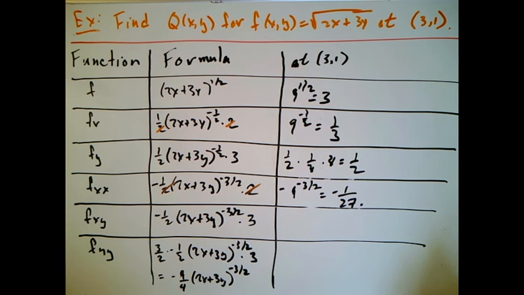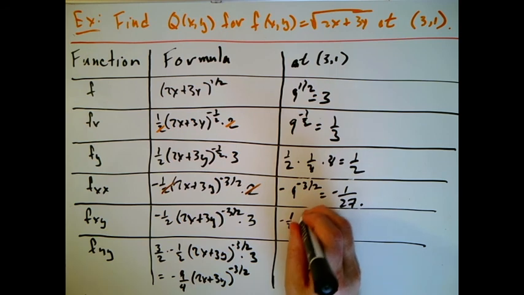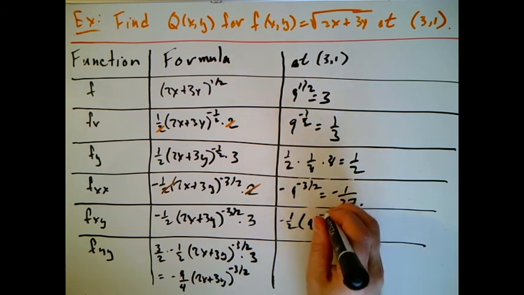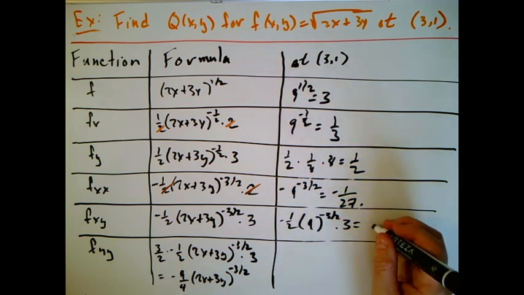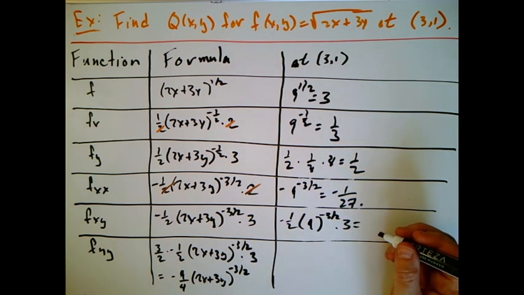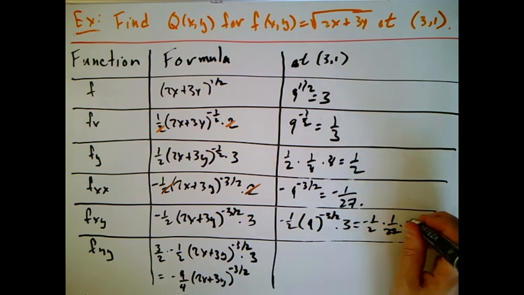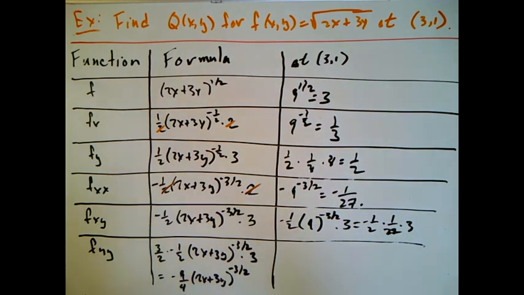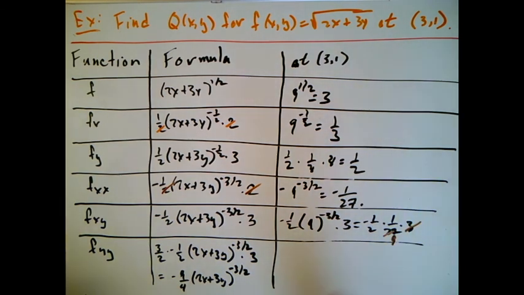When I plug in 3, 1 here, this is going to be minus 1/2 times 9 to the minus 3/2 times 3. So that's going to be, let's see here, minus 1/2. 9 to the minus 3/2 is 27, like that, times 3. One of the 3's cancel. So I'm left with a 9 down here, and that 3 is gone. And so I get minus 1/18. This is minus 1/18.